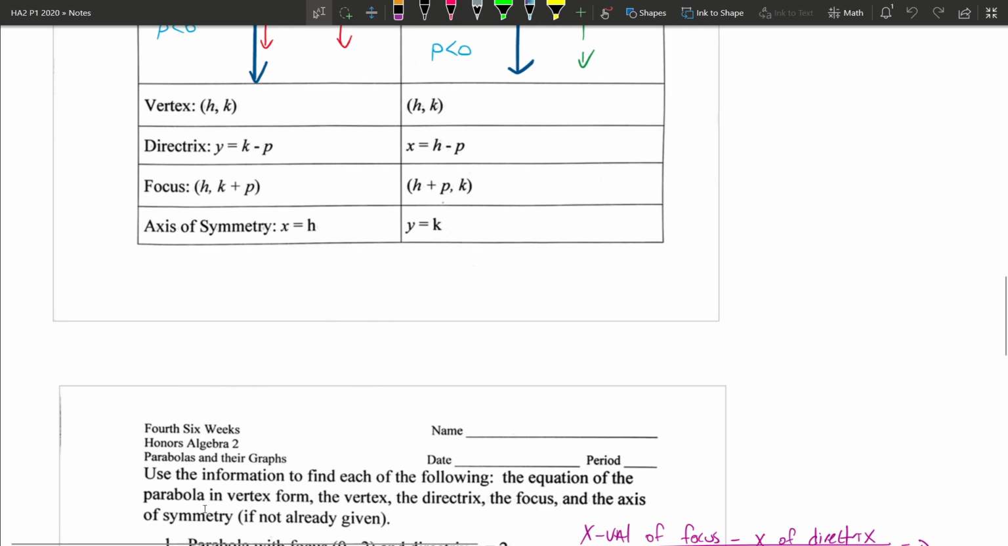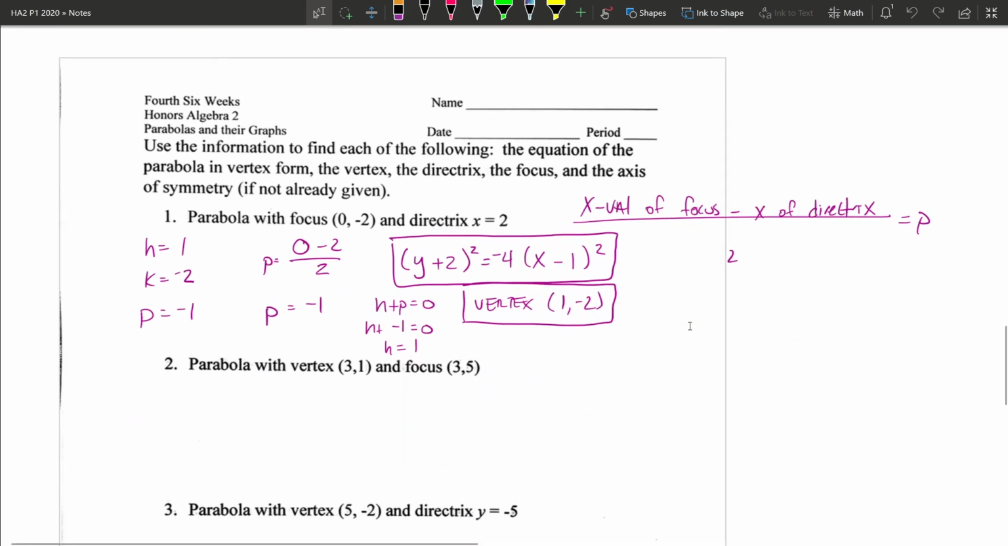All right, so here's my equation. What else do they want? Vertex, that's easy. The vertex is going to be 1, -2. What else did they want? They gave us the directrix, we don't have to do that. They gave us the focus, we don't have to do that. Our axis of symmetry, according to this, is y equals k, so symmetry is going to be y equals -2. And then there is all my info.